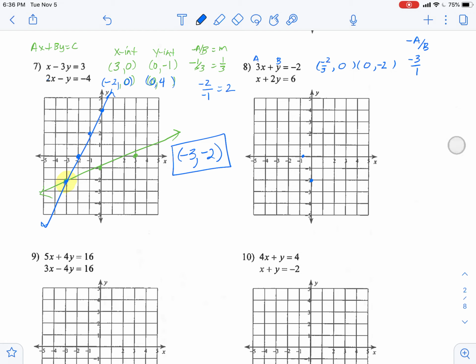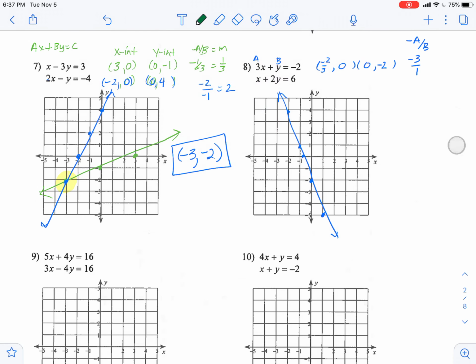Okay, so I'm going to go ahead and do a slope of a negative 3. Down 3, right 1. And I'm also going to do a slope of a negative 3 from my y-intercept. So up 3, right 1. And then that's also going to make it a lot easier when I go to draw my line. Okay?